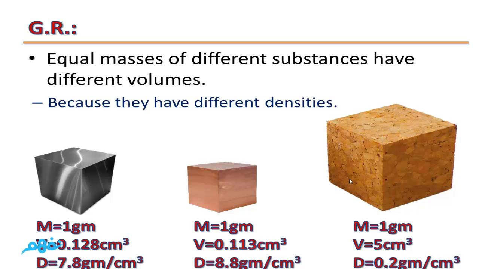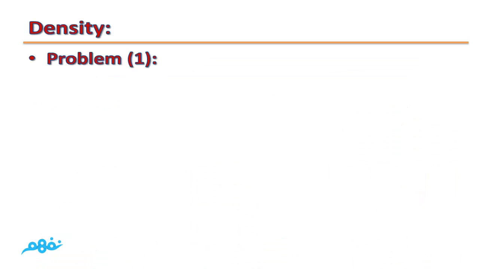The same three substances, iron, copper and cork, but at this time they have the same mass, 1 gram. As a result, they have different volumes. This is because they have different densities, because they are different substances. Let's solve some problems about density.